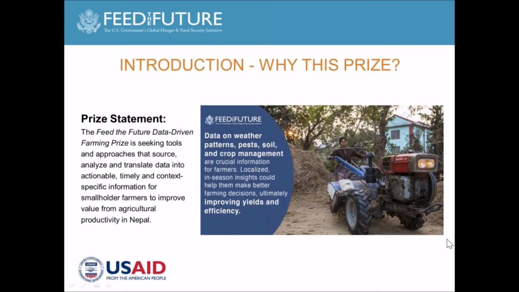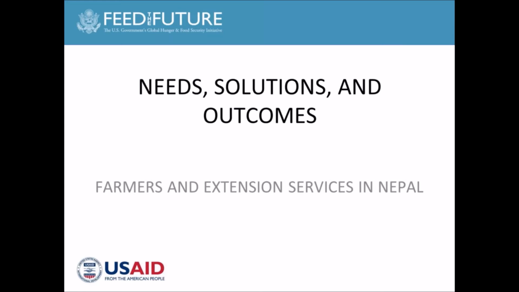Okay, thank you, Sabine. So I will be talking about what are the needs that we heard from the target group for these prize solutions, who are farmers and extension services in the agricultural value chain in Nepal. And therefore, what are the outcomes that we would like solutions to meet, and how and why digital solutions can be a way to meet those needs and those outcomes.